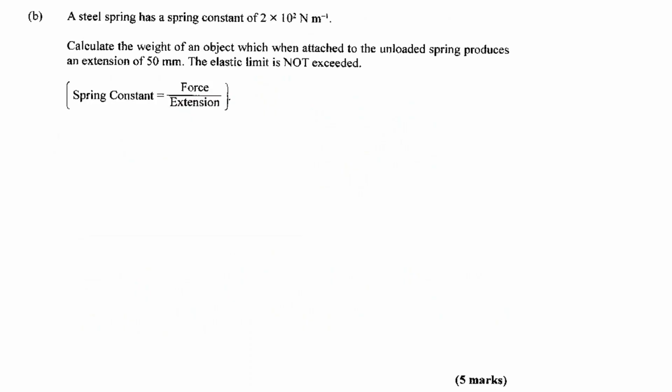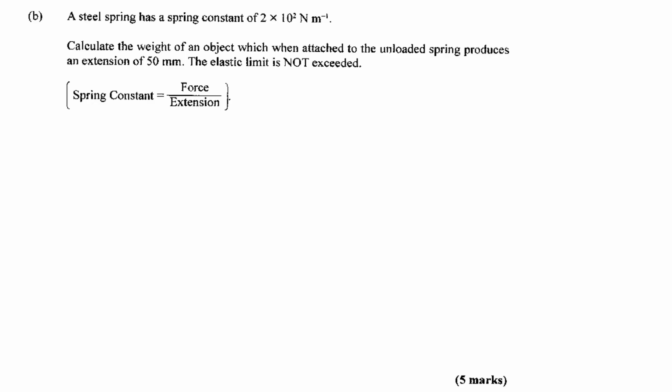Then, part B, we're told that a steel spring has a spring constant of 2 times 10 to the second newtons per meter. We're to calculate the weight of an object which, when attached to the unloaded spring, produces an extension of 50 millimeters. And we're told that the elastic limit is not exceeded. We're also given the formula that spring constant is equal to force over extension.